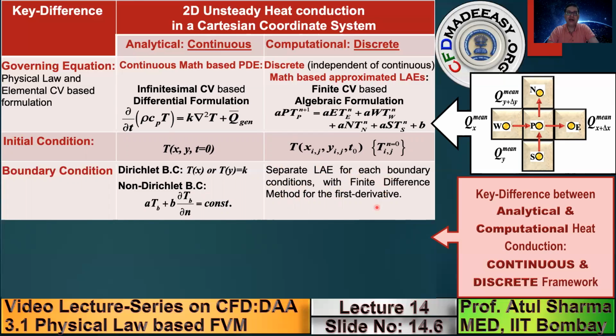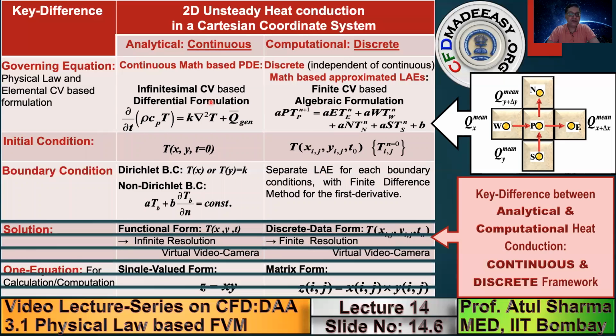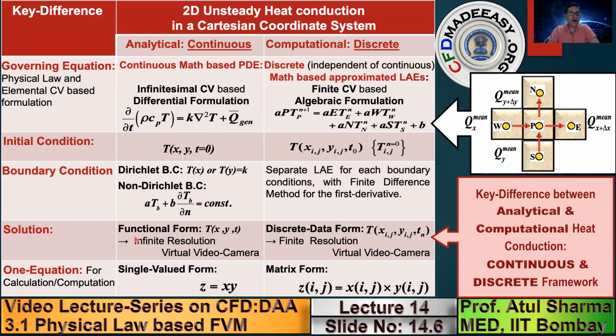So note that the initial condition as well as boundary conditions are implemented in a discrete form in computational heat conduction, whereas they are applied in continuous space and time in analytical heat conduction. Even the solution in analytical heat conduction is a functional form.